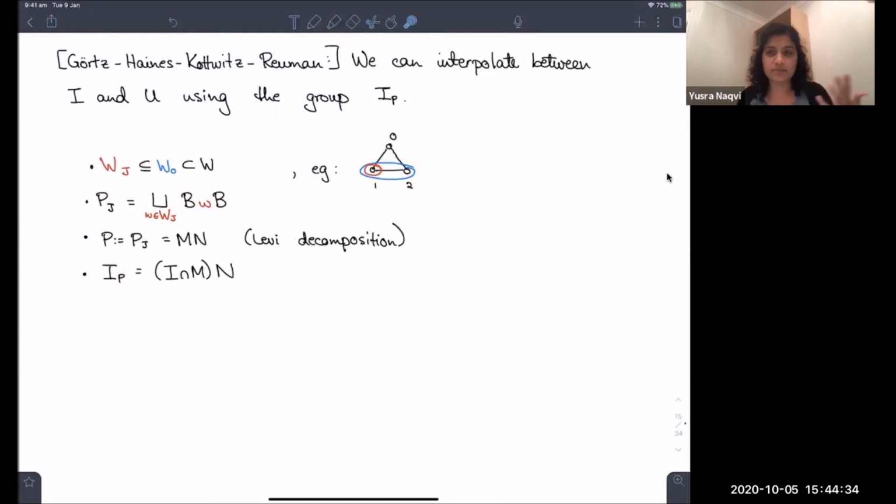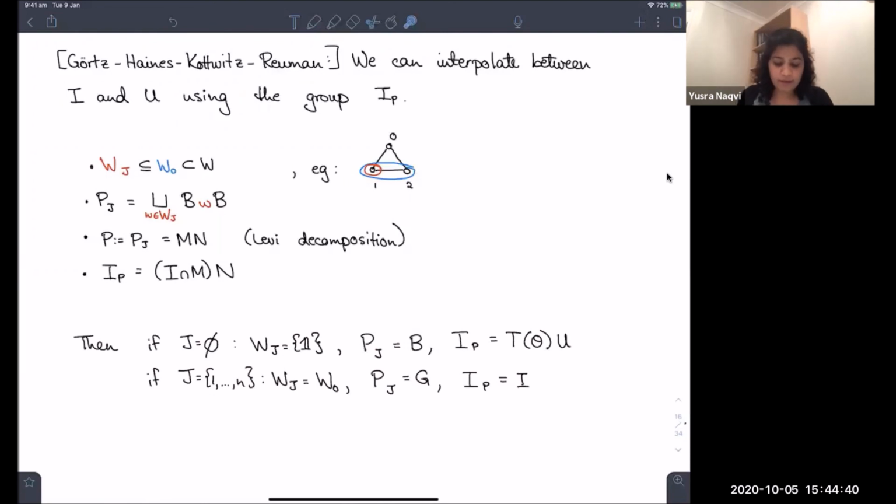I'll talk about what this means geometrically in our buildings picture in more detail, and that's a bit I want to focus on. But basically, the reason I say it interpolates between them is that if J is completely empty, so I don't have anything at all, I don't circle anything in red, I would basically get my unipotent subgroup back with some diagonal elements multiplying it. And if I take J to be everything, then I get my Iwahori subgroup back.